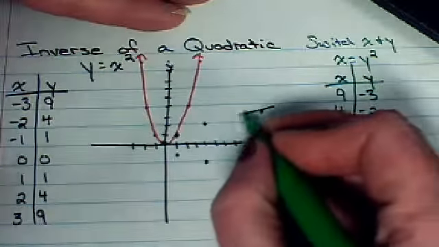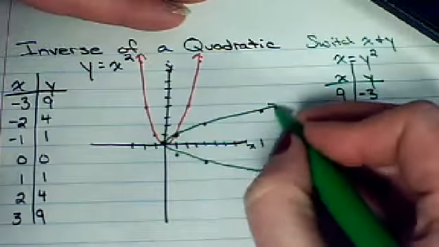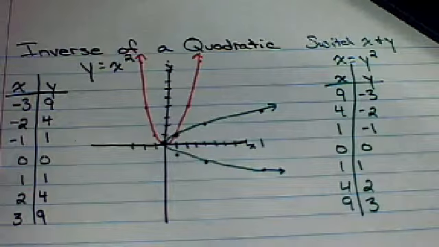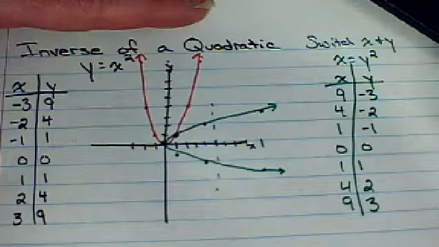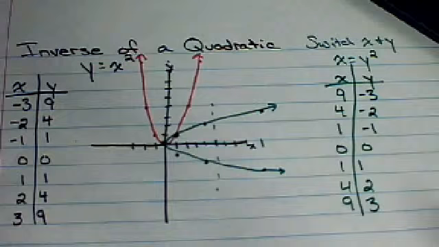We end up with a quadratic relation. If you remember back from conics, this is a horizontal parabola, x equals y squared. It is not a function. So how could we change this inverse from being just an inverse relation to actually being a function?